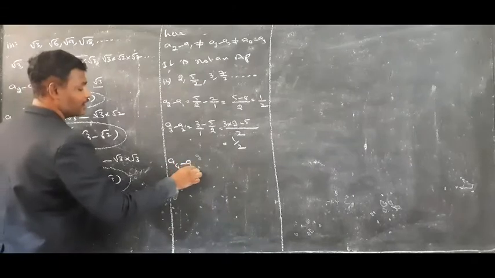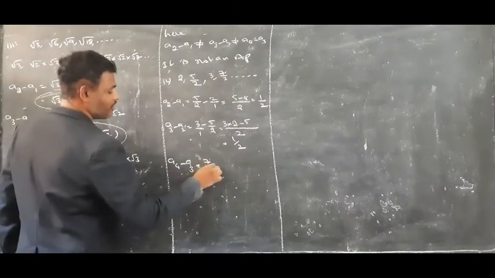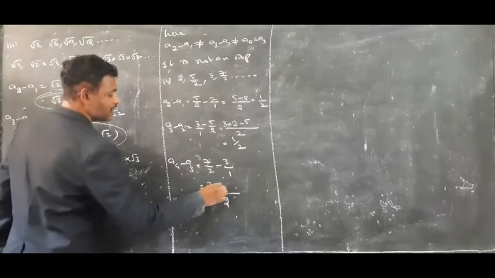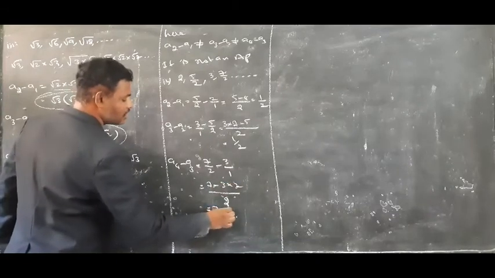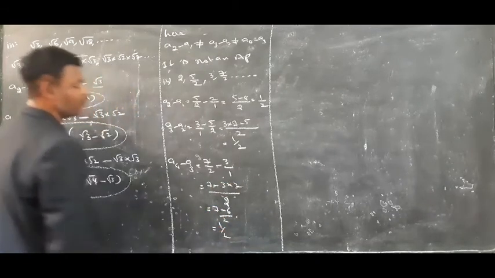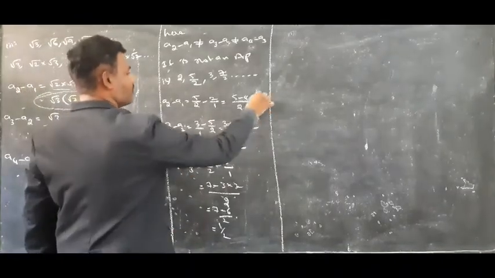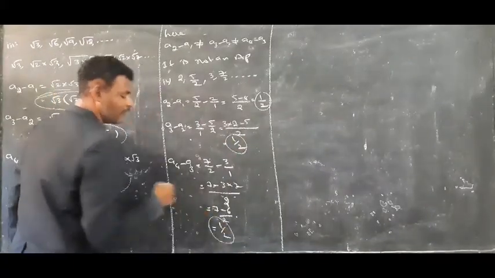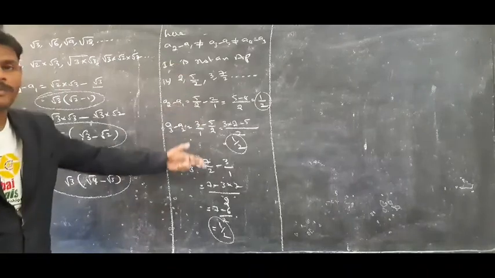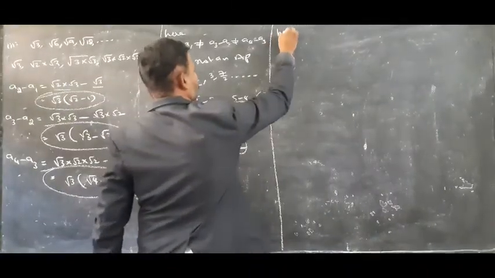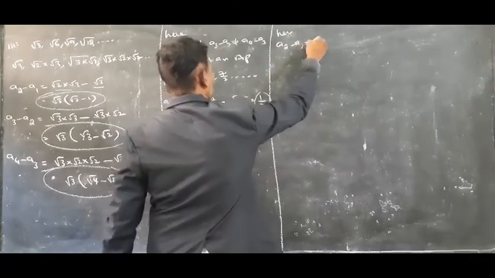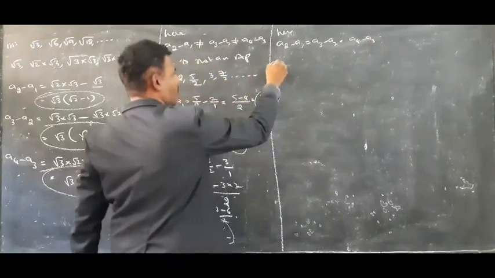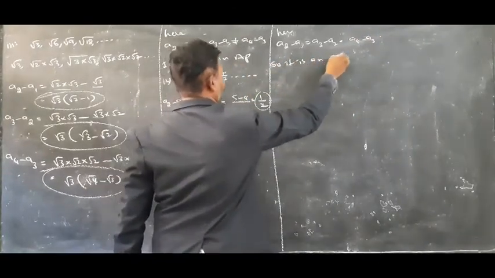Next A4 minus A3. What about the fourth term? 7 by 2 minus 3. Here what is the LCM? 2 is the LCM. Then 7 minus 3 into 2 is equal to 7 minus 6 by 2, which is 1 by 2. See, every time the difference A2 minus A1 is 1 by 2, and also A3 minus A2 is 1 by 2, and also A4 minus A3 is 1 by 2. So here the common difference is equal. A2 minus A1 is equal to A3 minus A2 is equal to A4 minus A3. So it is an AP series.